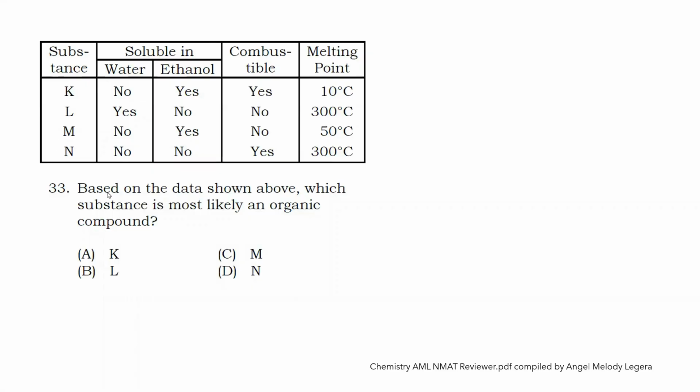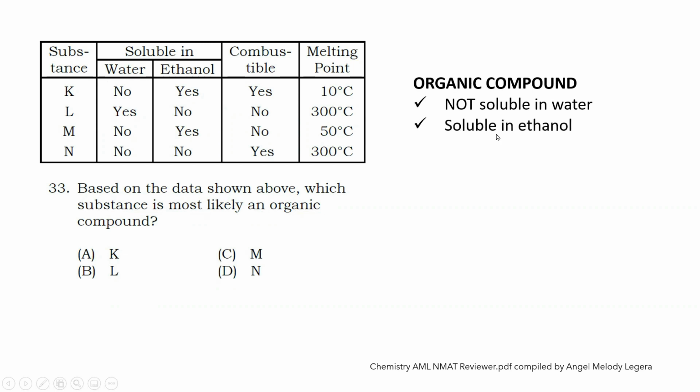Number 33, based on the data shown above, which substance is most likely an organic compound? So, ano ba yung properties ng organic compound? So, kapag organic compound, not soluble in water, soluble siya sa ethanol, combustible, meaning madali siyang masunog or flammable, and then low melting point, around 10 degrees Celsius or less.